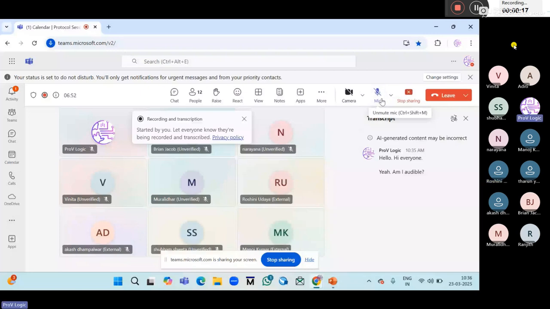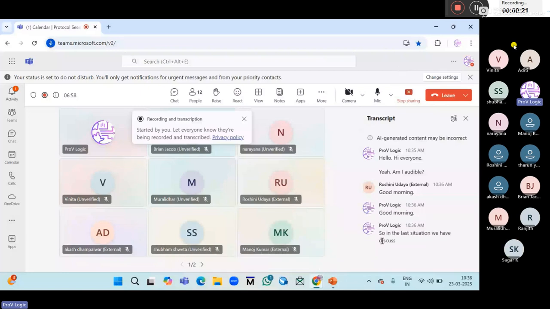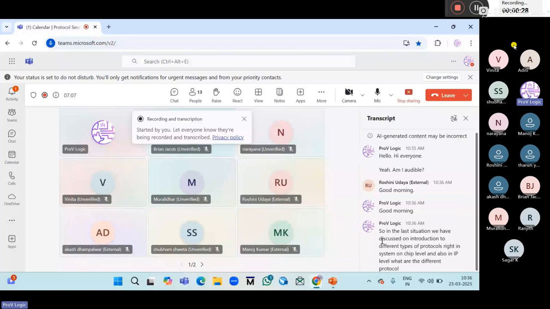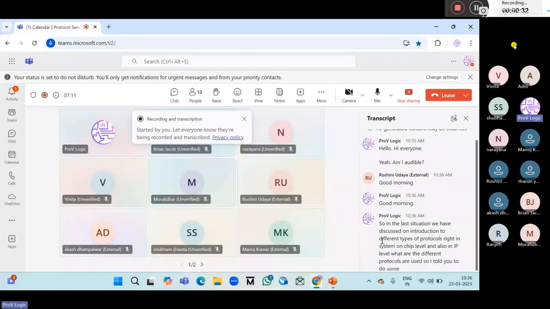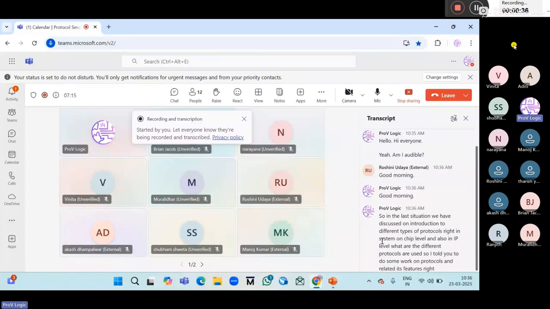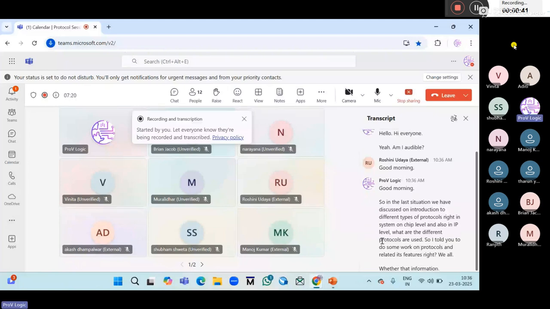So in the last session, we discussed an introduction to different types of protocols, right? In system on chip level and also in IP level, what different protocols are used? I told you to do some work on protocols and their features. Did you all gather that information? No?